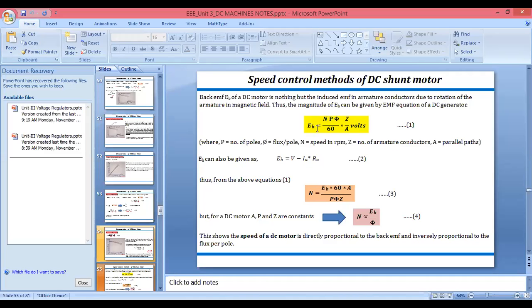If we apply KVL to the DC shunt motor, we get the equation Eb equal to V minus IaRa, because in a DC motor the total voltage will be equal to Eb plus IaRa. So we can rearrange that equation and write Eb equal to V minus IaRa.